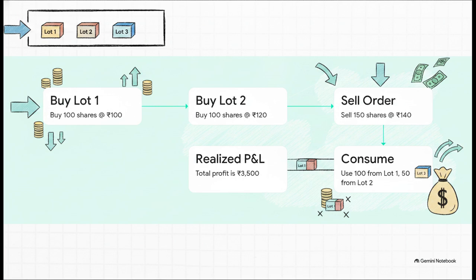We made 4,000 minus 3,000 on the first lot, which is a 1,000 profit. Actually, wait, let's look at the math here. We sold at 140, bought at 100, so that's 40 times 100, a 4,000 profit. Wait, no, scratch that. Let's stick to the numbers we have. We made a 3,000 profit on the first lot, and a 500 profit on the next 50 shares. Total realized P&L, $3,500. A queue literally solves this lot processing for us.